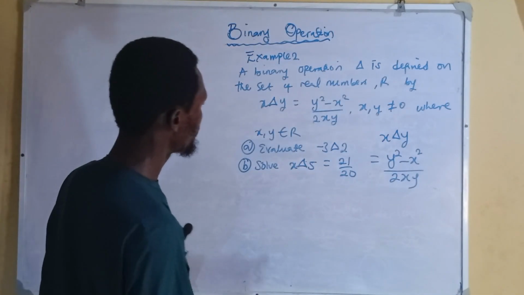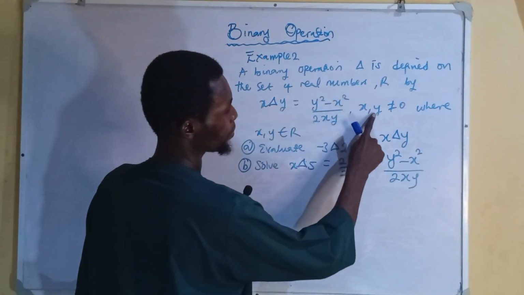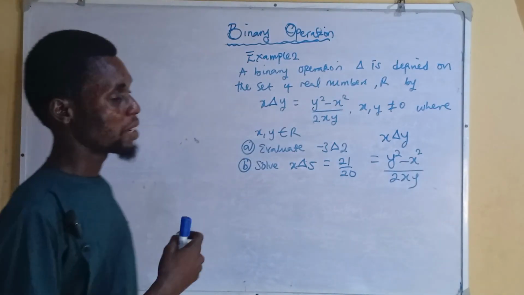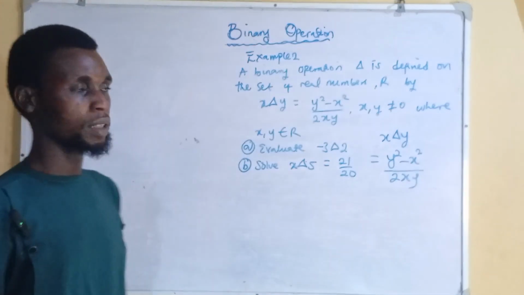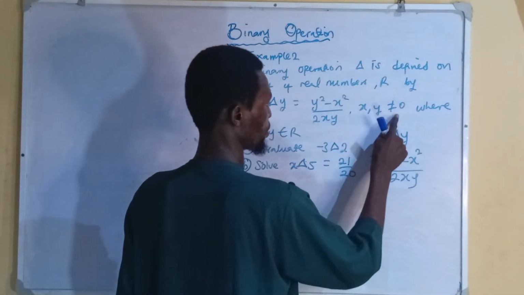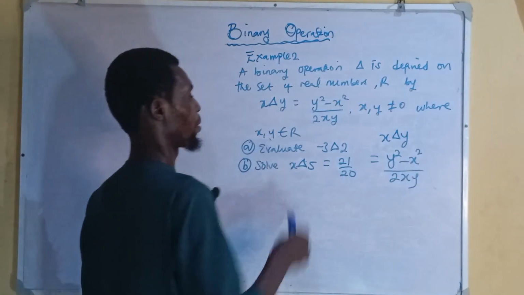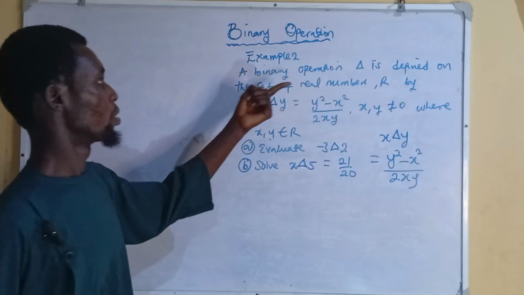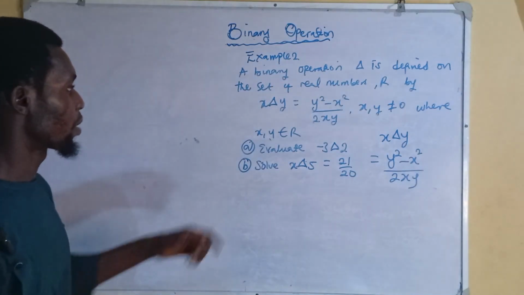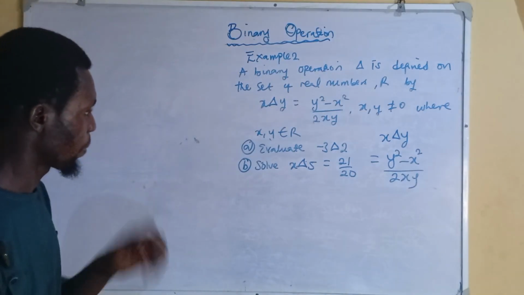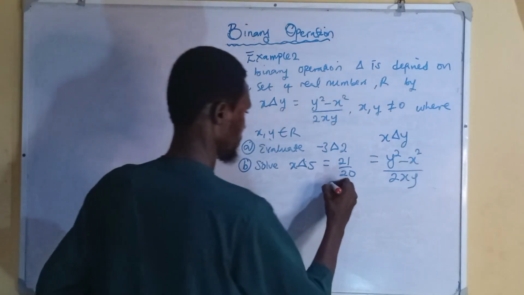Now remember that x and y must not be zero, because anything divided by zero is undefined. So none of them must be zero, and x and y belong to the set of real numbers. Then you are asked to evaluate this and also solve this. All right, let's take it step by step.